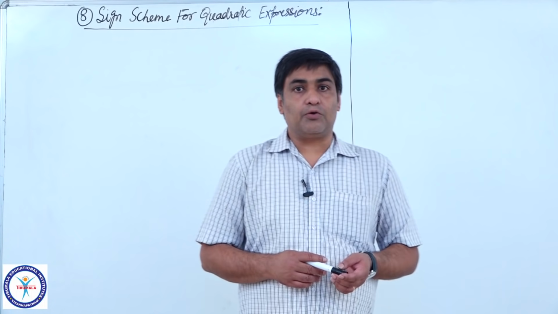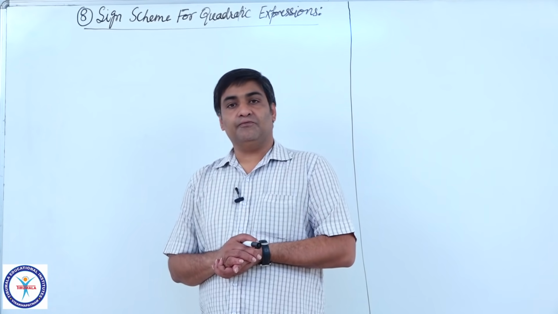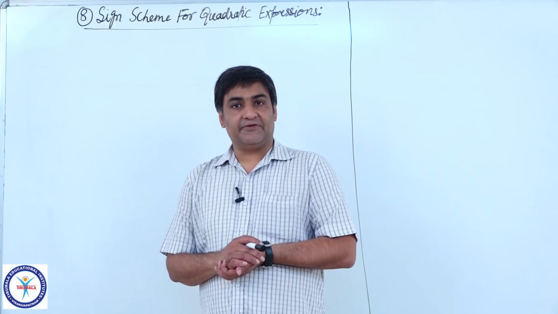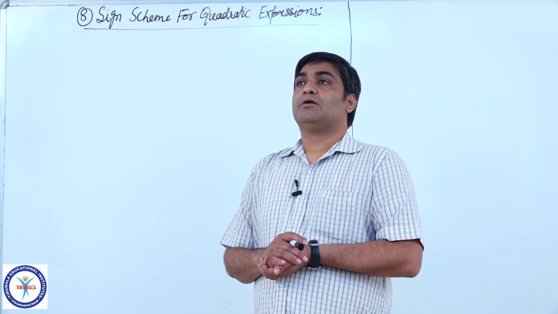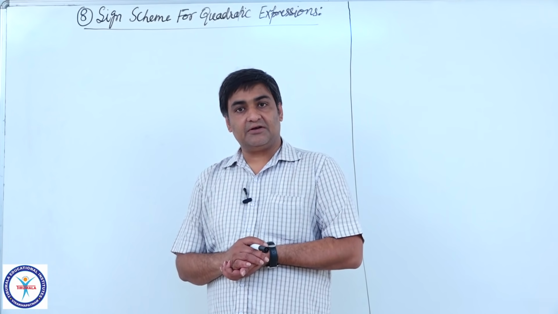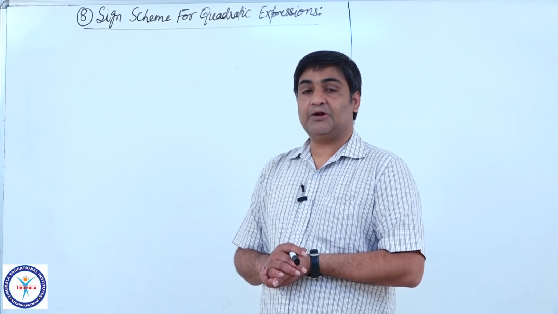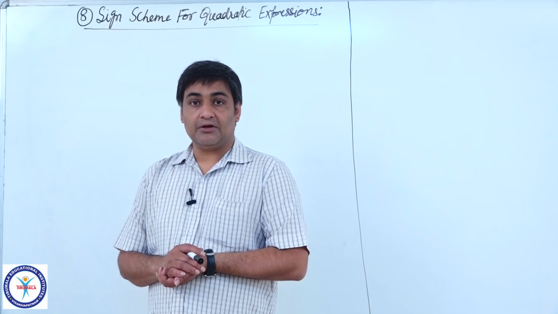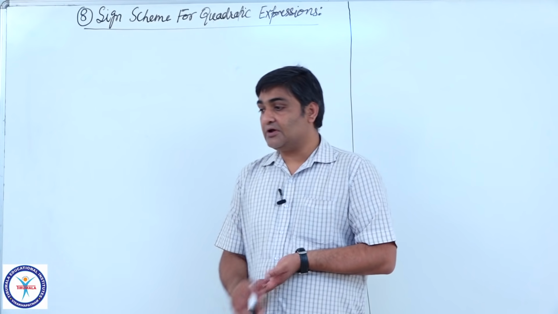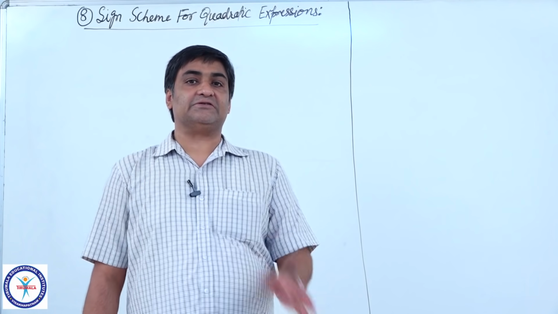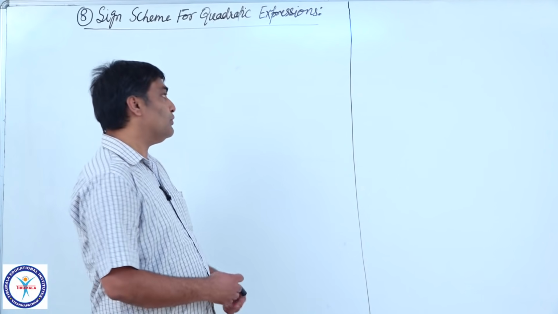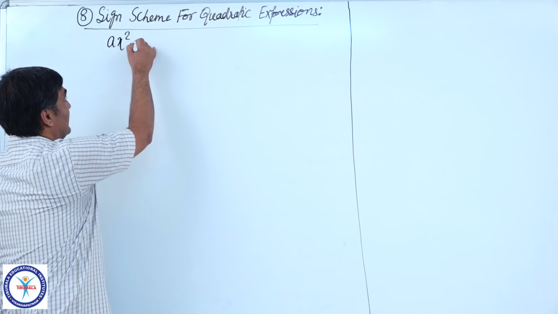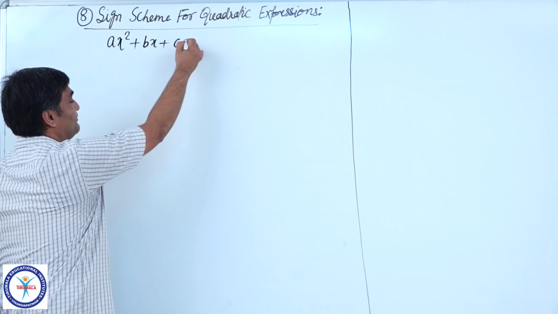Now, for quadratic expressions, we know that depending upon the discriminant, there may be two distinct real zeros or roots. There may be one root which is repeated, and there may not be any real root. So we will discuss the sign scheme one by one. Quadratic is ax square plus bx plus c.